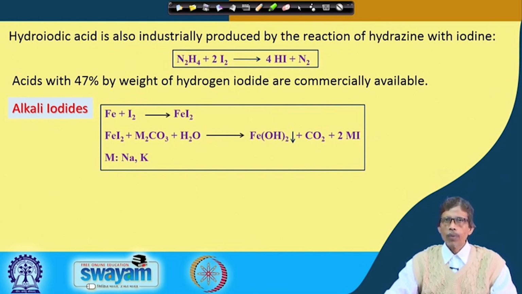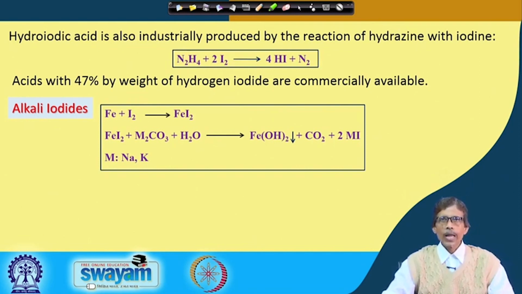That means when iron powder is allowed to react with iodine, powder in its form, which nowadays we call iron nanoparticles also. So, the small iron particles can directly react with iodine, and iodine can function as an oxidizing agent, and that will produce your ferrous iodide FeI2. That ferrous iodide can be reacted with your corresponding sodium or potassium carbonate and water.